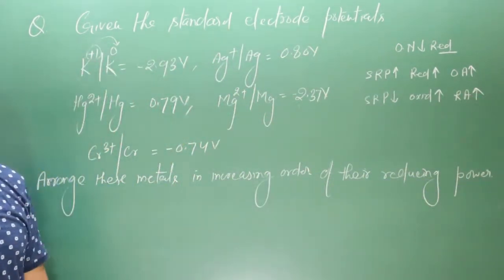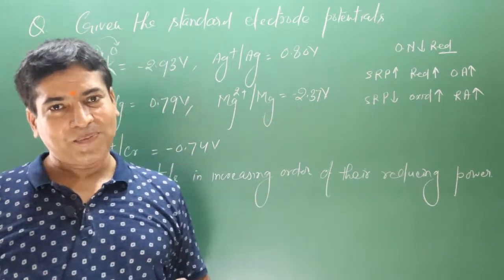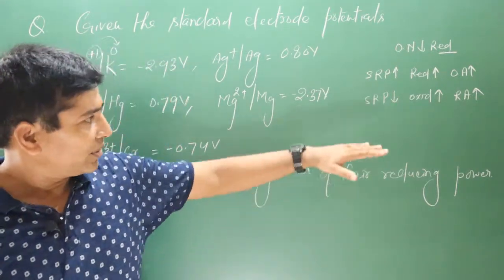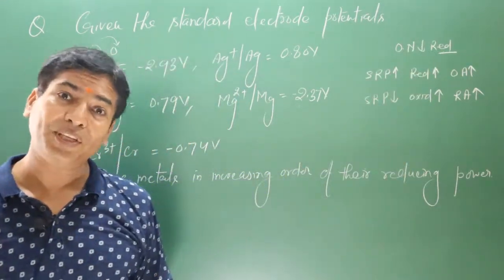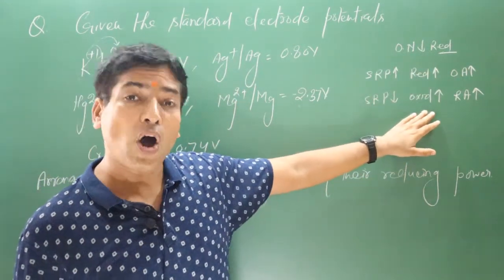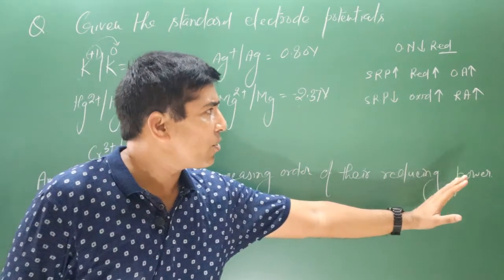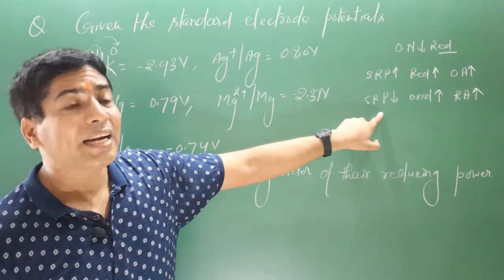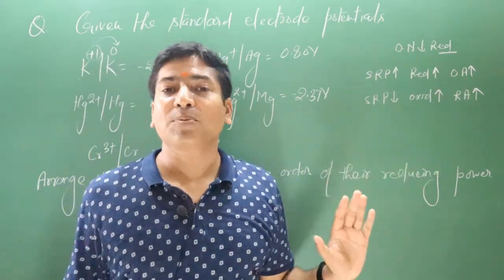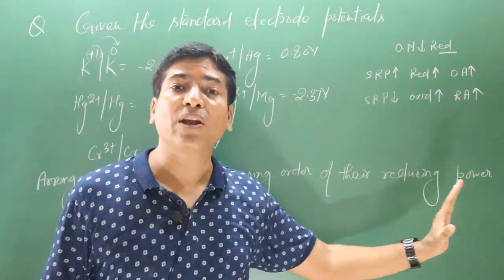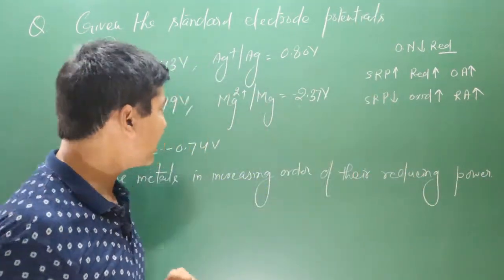Very simple information. Now pay attention very carefully. Look at the question. It is asking increasing order of reducing powers. You can see as the SRP value decreases, their reducing power increases because their tendency to show oxidation reaction increases. So since we have to arrange these metals in the increasing order of reducing power, we can arrange these metals in the decreasing order of their SRP values, because as the SRP value decreases, their reducing power increases. Very simple concept.